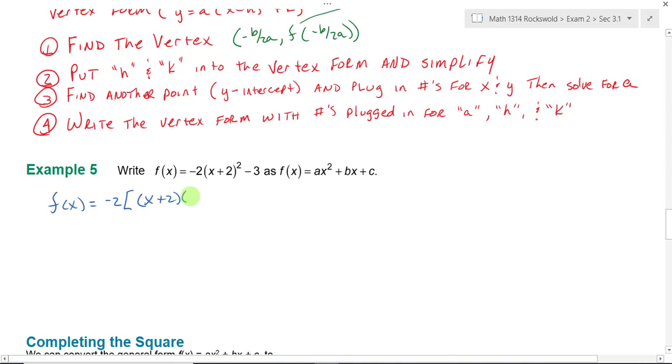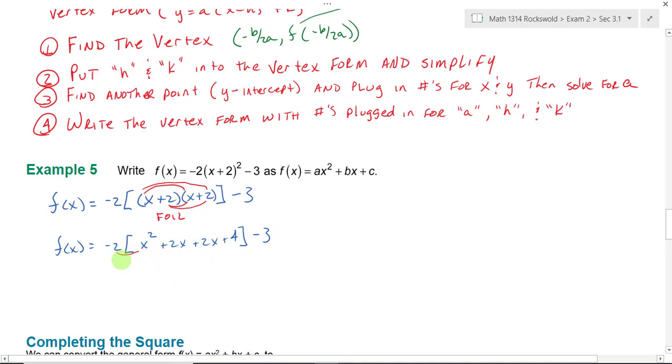I'm going to write that as x plus 2 times x plus 2 and then subtract 3. So I'm going to FOIL this out, meaning multiply my first terms together, my outside terms together, inside and last. And that's going to give us f of x equals negative 2 times x squared plus 2x plus 2x again plus 4 minus 3. Following the order of operations then, I'm just going to distribute this negative 2.